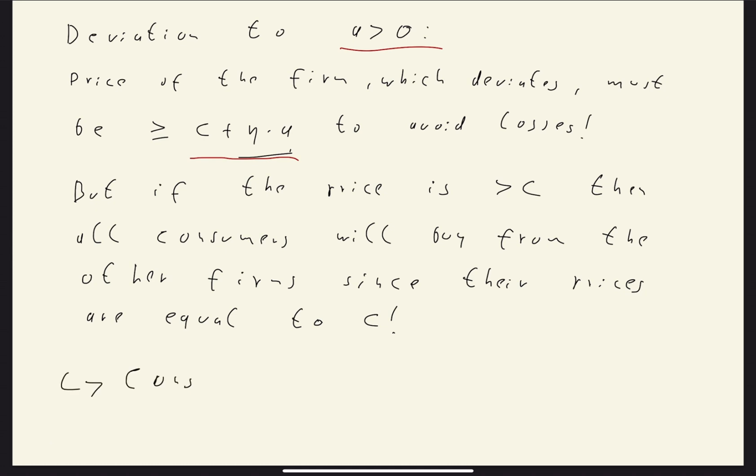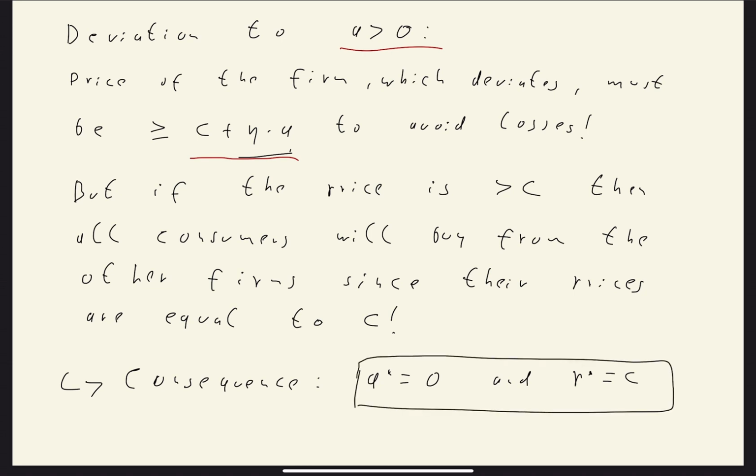So the consequence is that A star is equal to 0, and since we are in a competitive market, the equilibrium price will be equal to the marginal costs, which are now equal to C because all firms are choosing pollution reduction equal to 0. Now we solved the sub-model for the firms. Now we're going to the consumers.